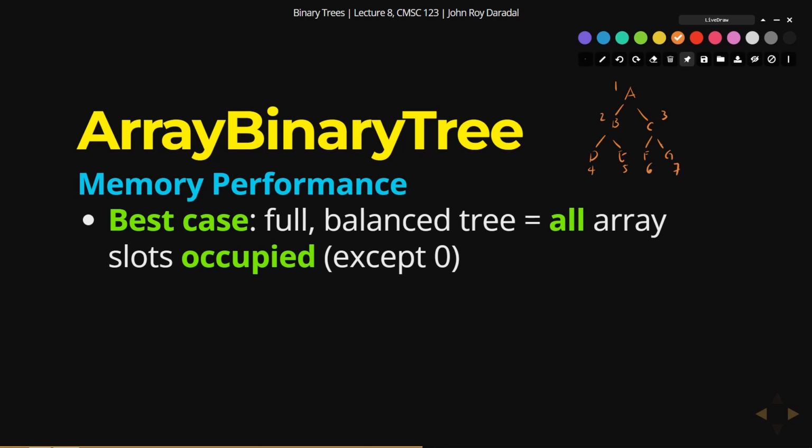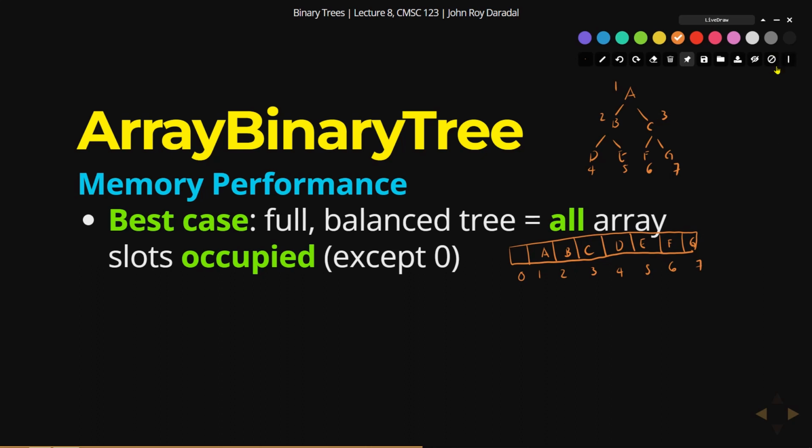So if you have 7 nodes, what would be the size of the array? That would be 8, right? So you have 0, 1, 2, 3, 4, 5, 6, 7. So this is a size 8 array or capacity 8 array. So something like this, right? So A is at index 1, B is at index 2, C, D, E, F, and G. That's the best case because there is no wastage except for the empty slot here at 0, but that's negligible because it's only one space, right?